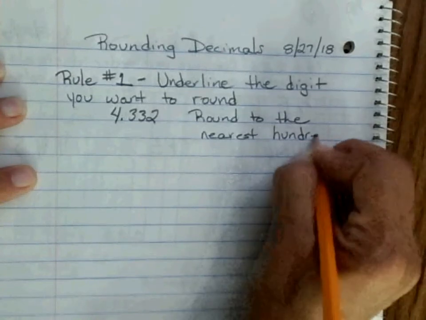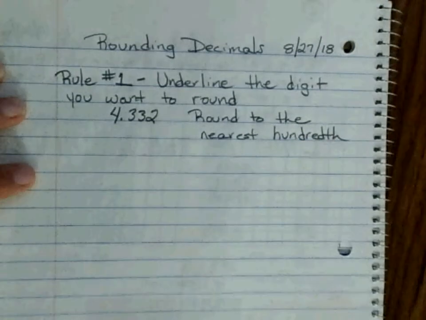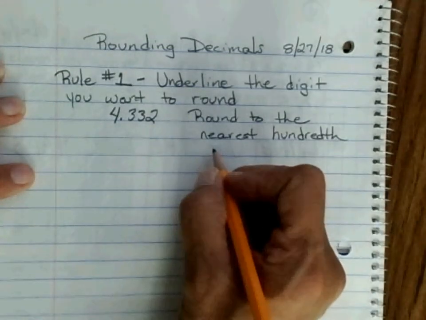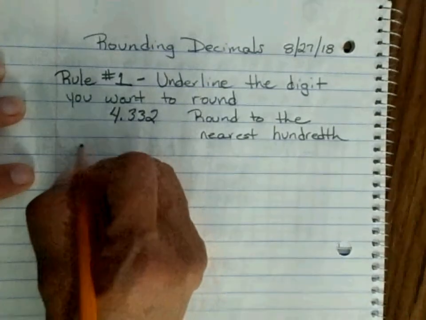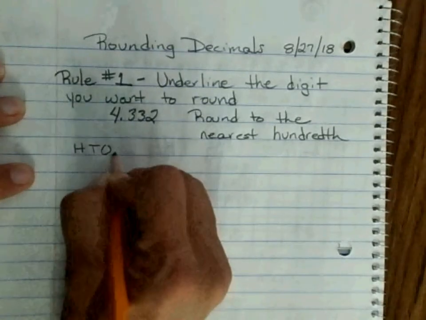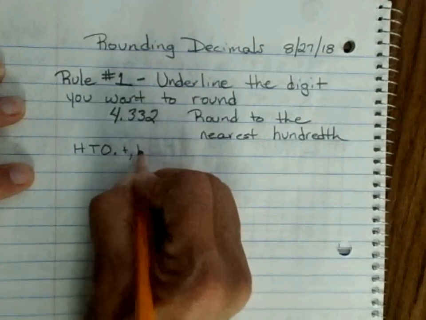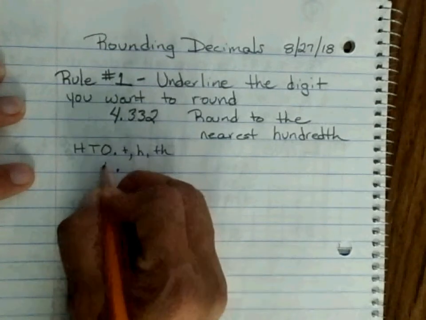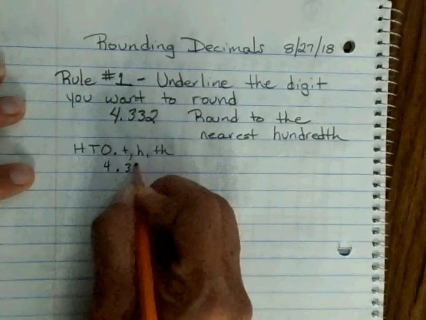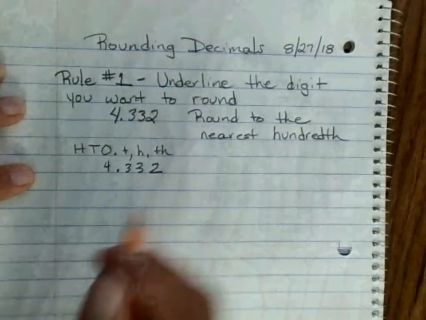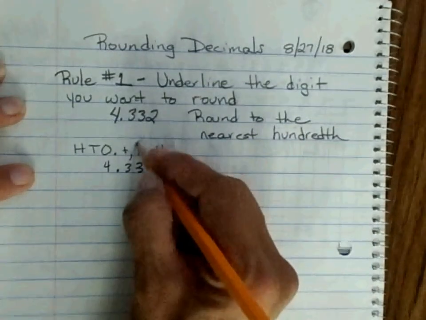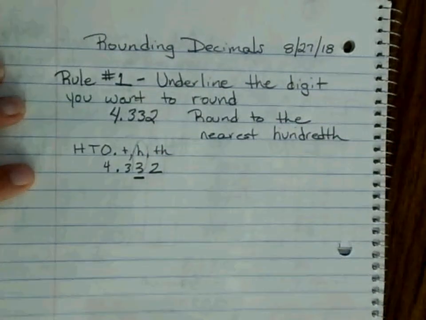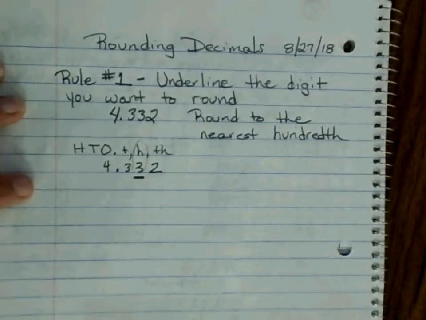Okay, this is where it becomes very important that you know your decimal place value. So what I might recommend is to draw a little place value chart over here. Tenths, hundredths, and thousandths, right? And then put my number underneath of that. So I've got 4 and 332 thousandths. Now, it says to round to the nearest hundredth, so I'm going to look here. Well, it looks like my 3 is in the hundredths column, so I'm going to underline that. I'm underlining the 3.